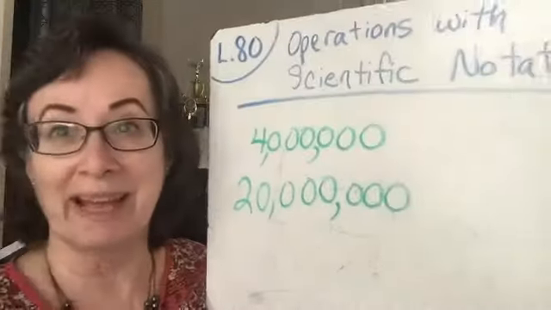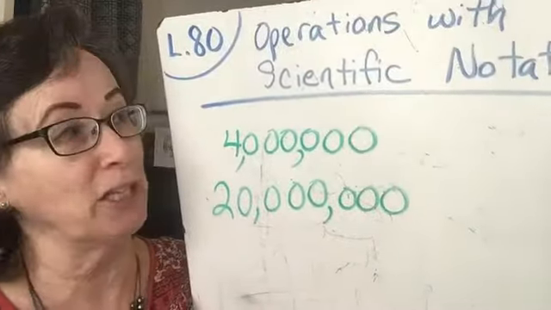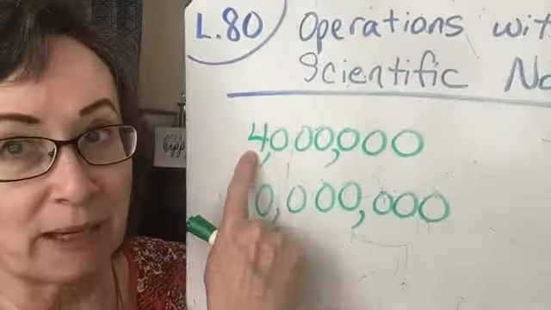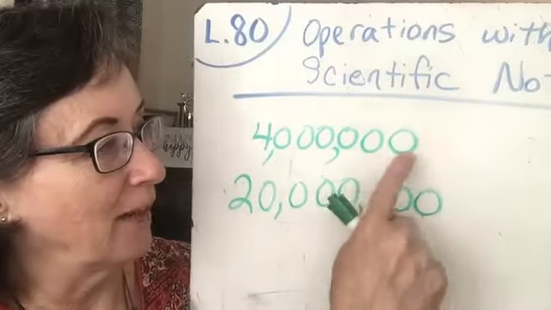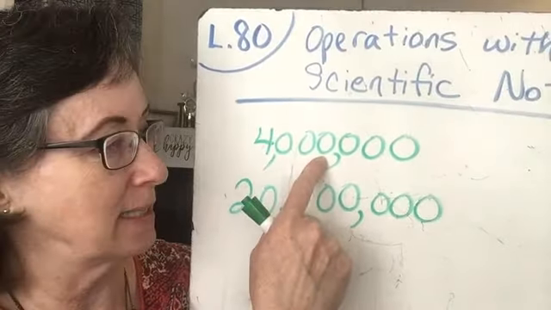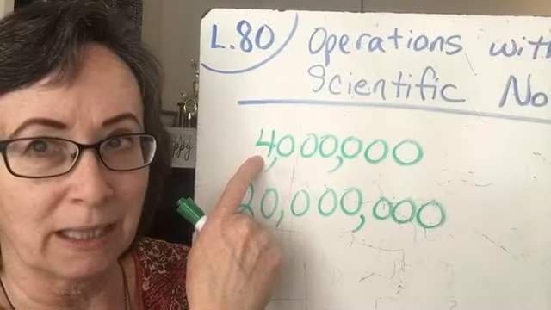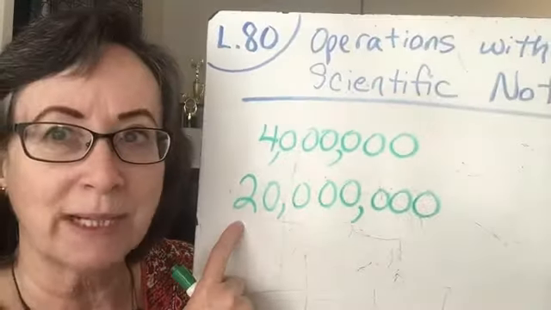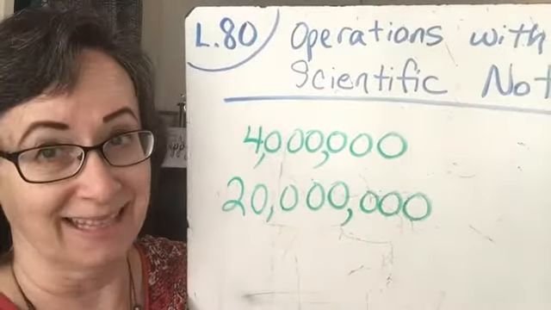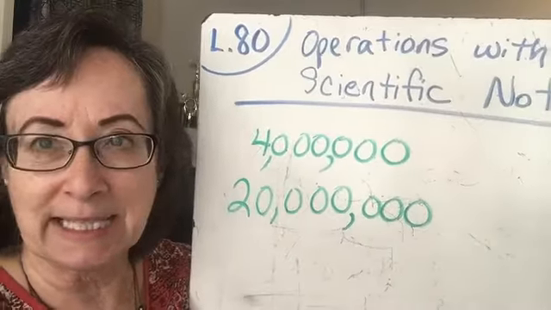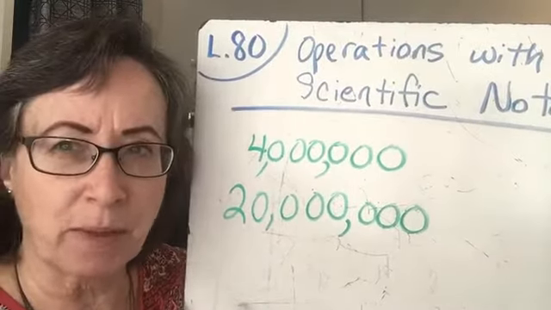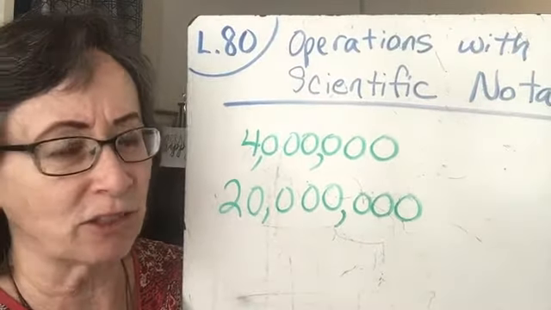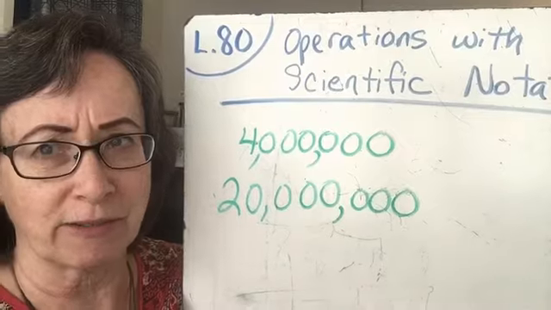So let's start with scientific notation and operations with scientific notation. So here we have two numbers, and this one, remember when we're counting, this would be the thousands place, and then this one is the millions place. Okay, so 4 million, and then down here we have 20 million. That's a lot. So the nice thing about scientific notation is that it helps us with things like multiplication and division, because it's very difficult to keep track of all those zeros.